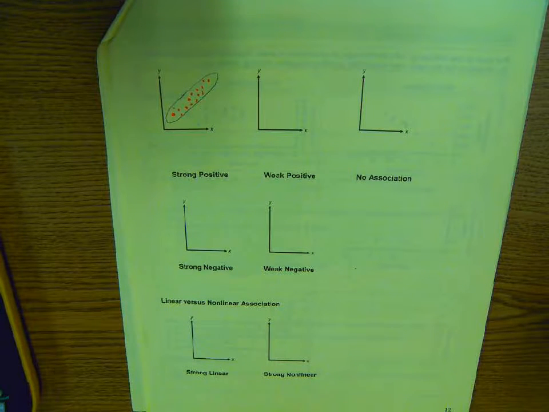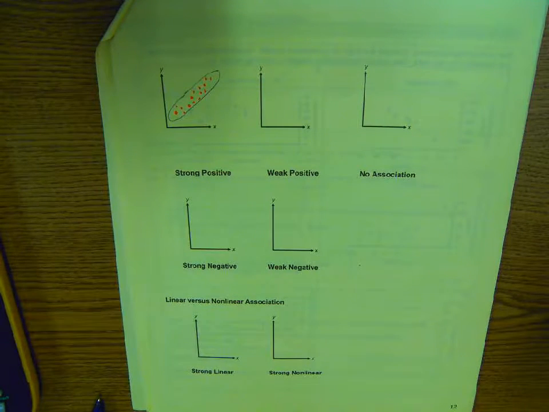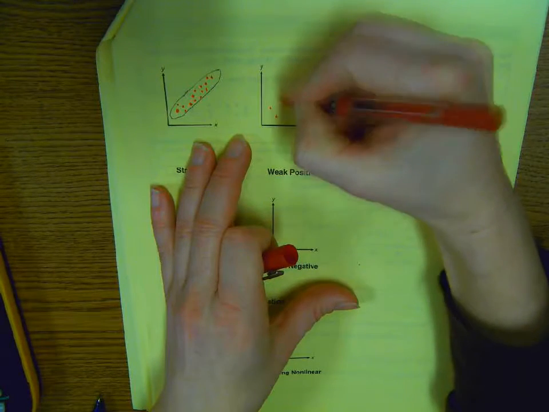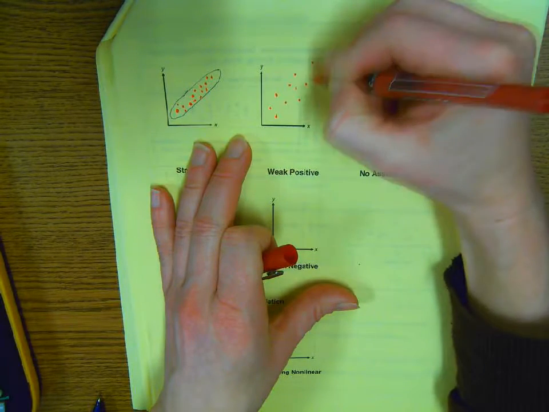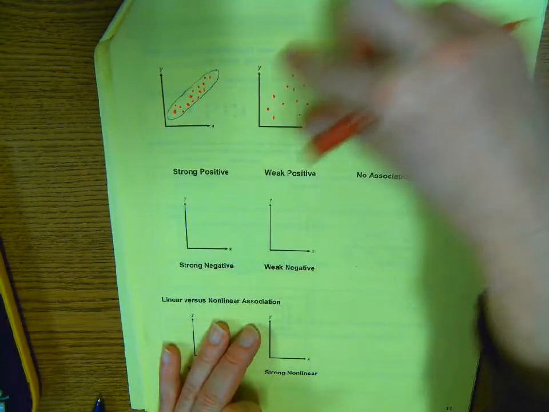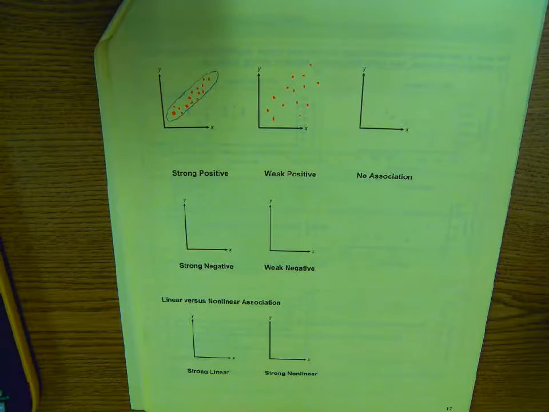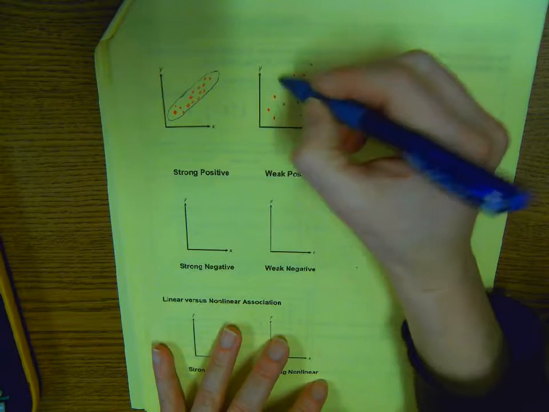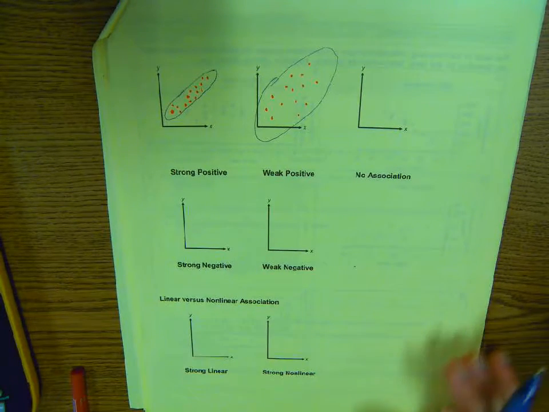Okay, weak positive. Instead of being close together, let's spread them out a little bit, but we're going to still make them go in the positive direction. So maybe something more like that. Are they still going in general up and to the right? Yeah. But do you see how they're a little bit more loosely clustered than the first set? If I were to draw an oval around those, my oval would have to be a little bit wider.